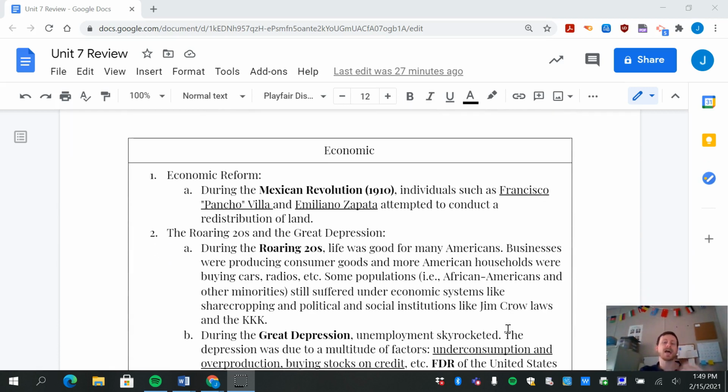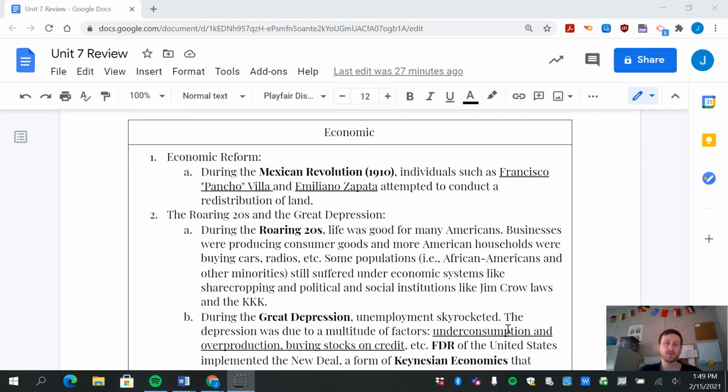And that brings us now to the economic aspects that are happening here. So with the economy, first off, let's look at some reform. In particular, when we look at the Mexican Revolution in 1910, we have several people who are listed here: Francisco Villa, Emiliano Zapata, who are attempting to create and instill ideas very similar to communist ideas, where they're looking to redistribute the wealth. And in this case, they're looking to redistribute land and who owns land, because in this area of the world, a very small percentage of people own the land. Everybody else is simply renting it.